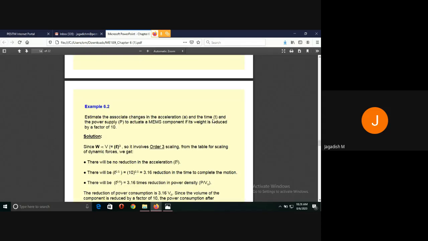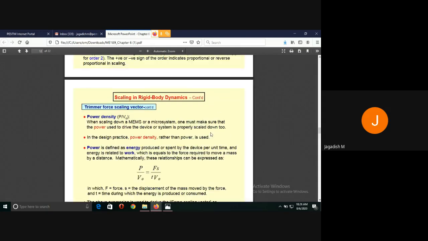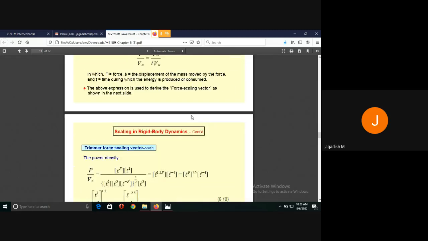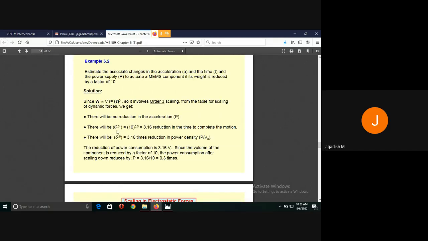What is the other parameter they have asked us to find out? Time t. For the order 3 scaling, the time varies by 0.5. Since it is a plus quantity, the time is directly proportional. So it will be L to the power 0.5. Here L is substituted with 10 because weight is reduced by a factor of 10, so the linear dimension will be 10. So 10 to the power 0.5 means what? 3.16. So there is a 3.16 times reduction in the time to complete the motion.